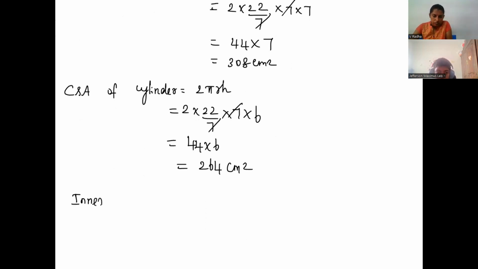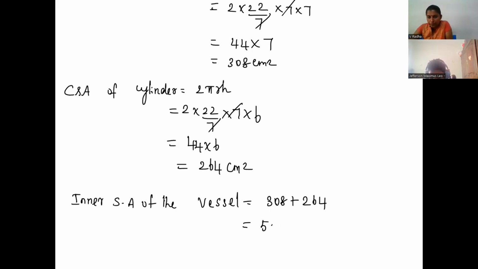Now add both. Ma'am, 572. Good, correct answer. Inner surface area of the vessel: 308 plus 264 is equal to 572. Good. Any doubt? No, ma'am. No doubt. Now, third question.